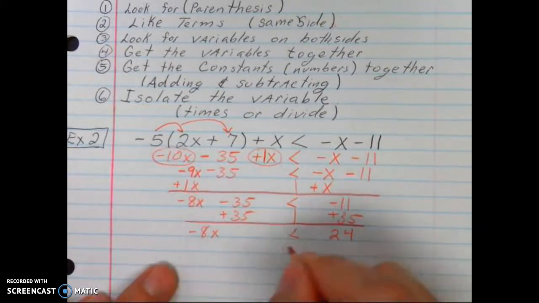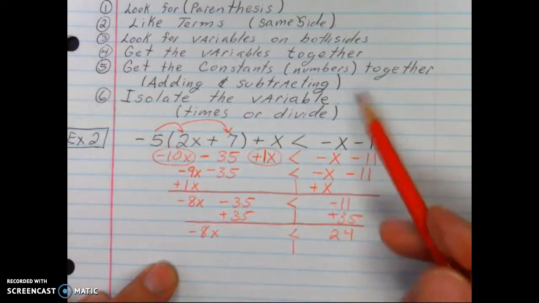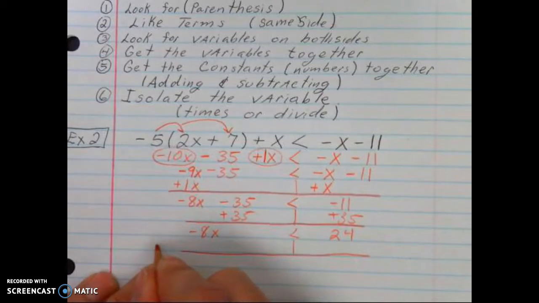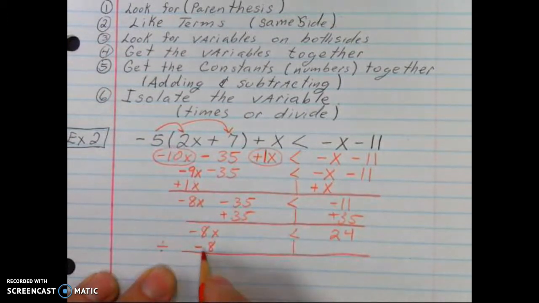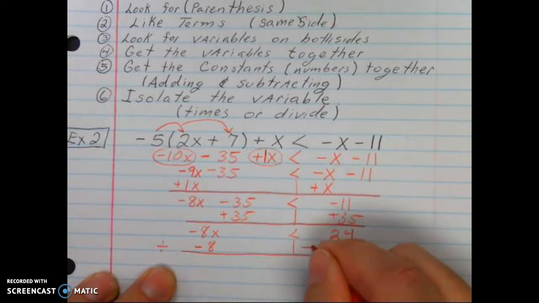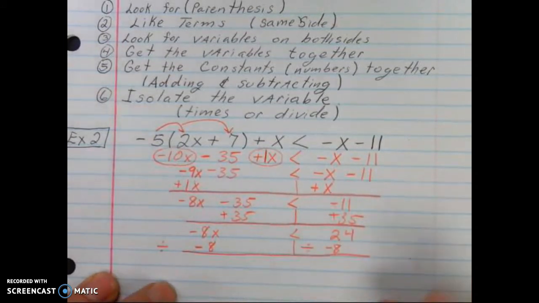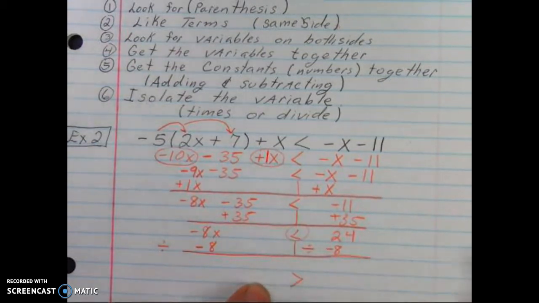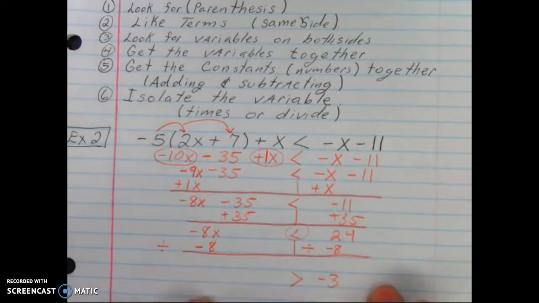And then I'm going to, step 5, isolate the variable with multiplication or division. Most of the time it will be division. So I'm dividing, but be warned, I'm dividing with a negative 8. So divide negative 8. So that means I take this sign, flip it around, and I'm going to get a negative 3 if I type that into my calculator.